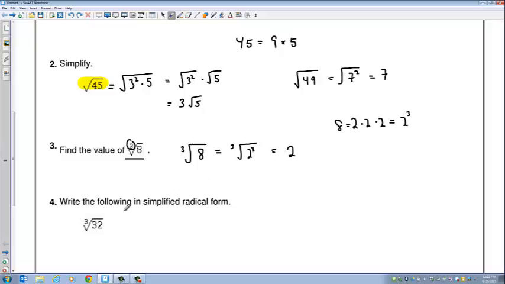And then you go down to the next problem right here. And then you run into sort of a similar problem you did in number 2. 32 turns out not to be a perfect cube, but you can still factor it. So let's factor it. So the cube root of 32.